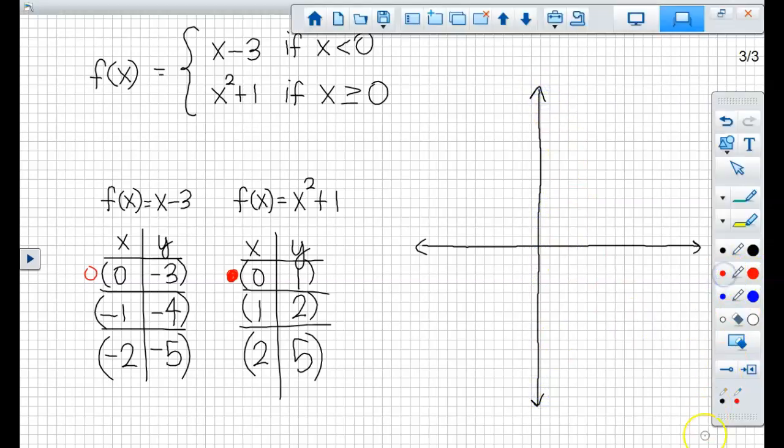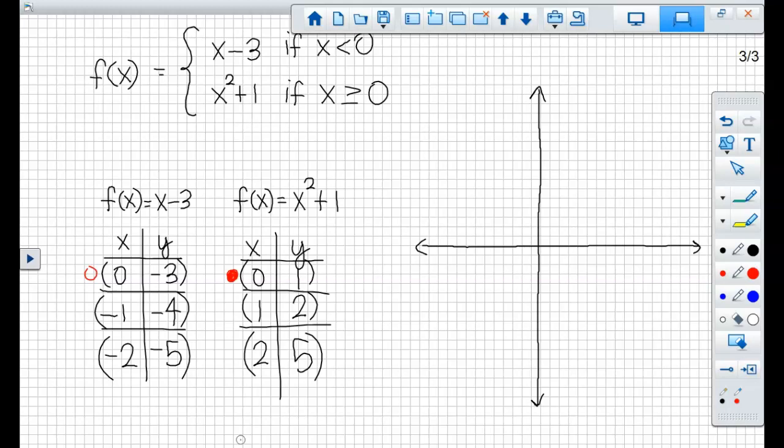The graphs you will be doing will all be linear. This x squared plus 1 part that I gave you to graph will actually not be linear. I'll show you that as we go along here. All right, so we're going to graph f of x equals x minus 3 first.